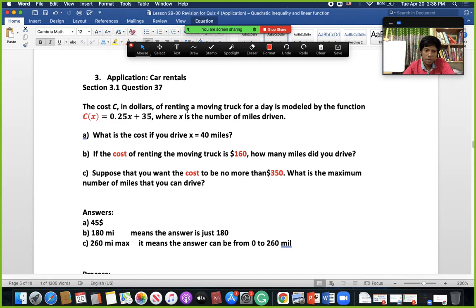The cost in dollars of renting a moving truck for a day is modeled by this function, where x is the number of miles driven. The function is already given, so we just have to work based on this function. For 40 miles, what is the answer? You have to put 40 here and do the calculation. $160 is the cost, so you put 160 here and find x equals what? Then 350, so you put 350 here and find x equals what?